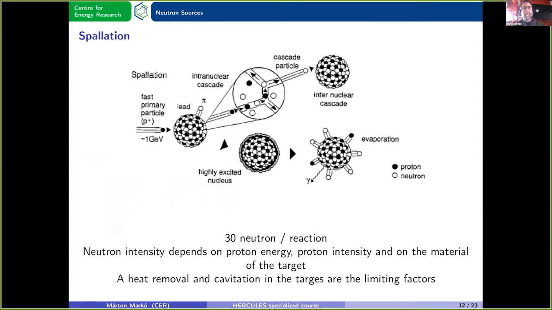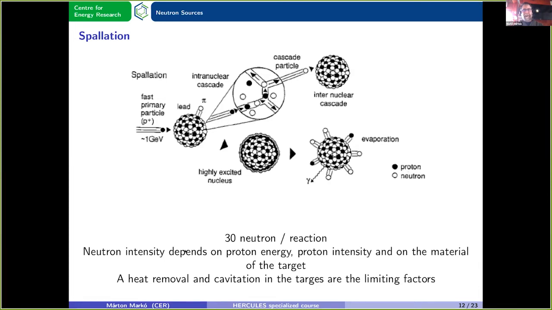The other types of big sources are the spallation sources. During spallation, very high energy protons are hitting high mass nuclei, and with this high energy, there is a so-called evaporation before the nucleus falls apart into many small other nuclei. During this reaction, we get 30 neutrons per reaction. So at first look, it's much better than fission reactors.